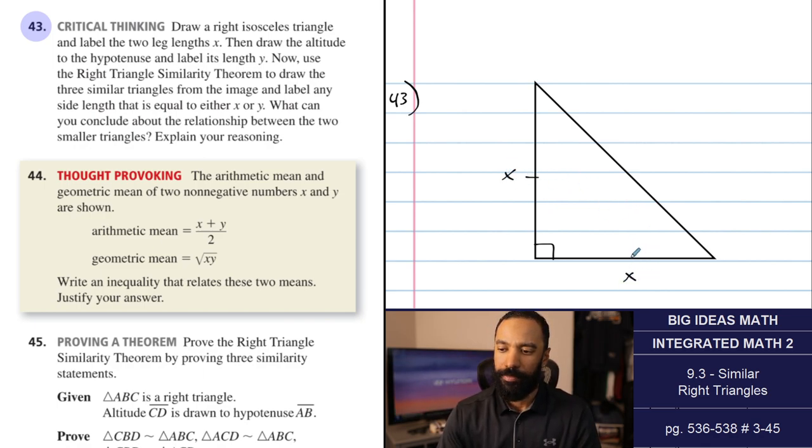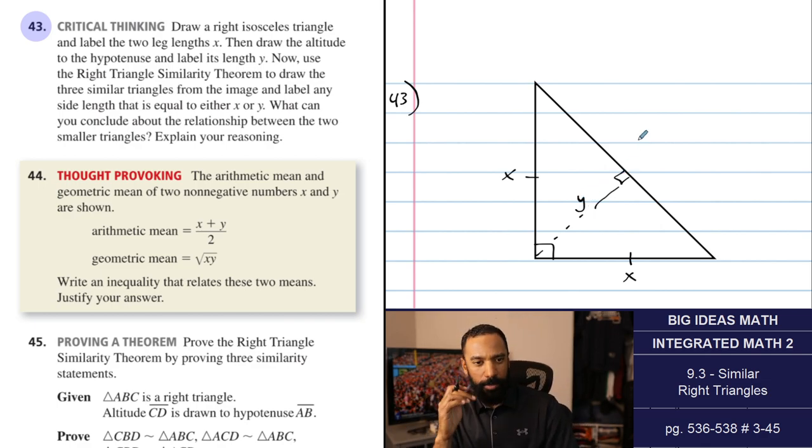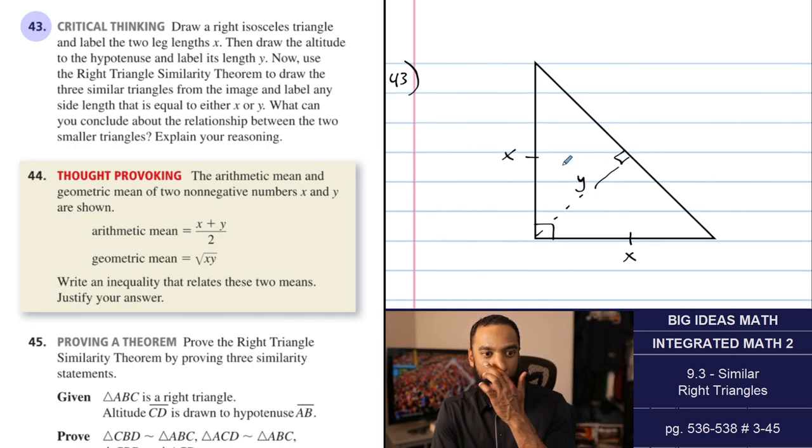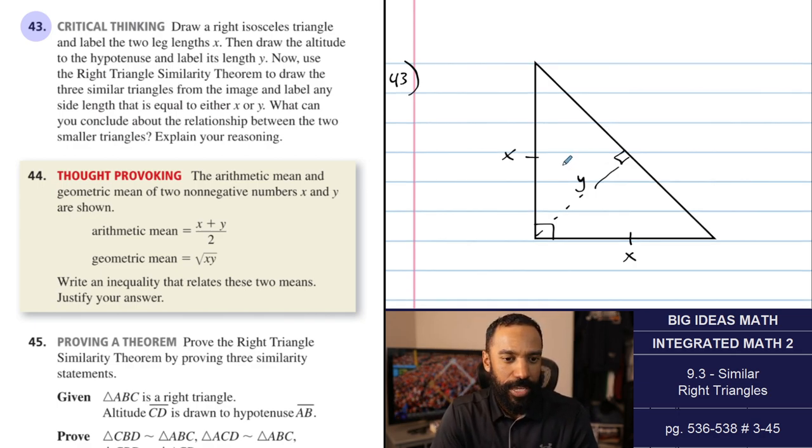Then draw the altitude to the hypotenuse and label its length Y. Now use the right triangle similarity theorem to draw the three similar triangles from the image. This is not what I expected. And label any side length that is equal to either X or Y. What can you conclude about the relationship between the small triangles?